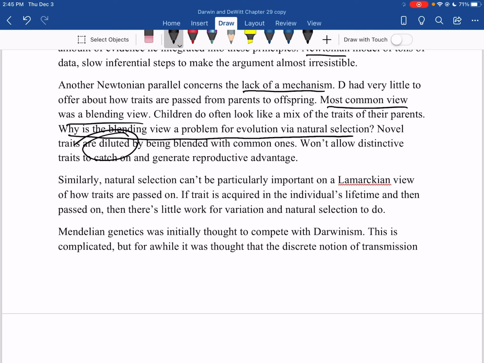A similar objection comes from the dominant Lamarckian view of evolution. So not all evolution is evolution by natural selection. For Lamarck, if a trait is acquired in the individual's lifetime, the classic model is giraffes stretch their necks by straining for food, and they acquire longer necks in their lives and then pass that trait on to their offspring. There's little work for random variation and natural selection to do, right? All the work is being done in the lifespan of the organism and not in anything like genes.